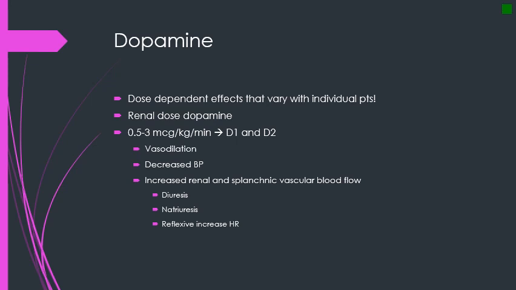With that vasodilation, you get an increase in the vascular flow to the renal and splenic vessels, and the patient will hopefully produce some diuresis, some natriuresis, and you may actually see an increase in their heart rate with that diuresis, with a decrease in the intravascular volume.